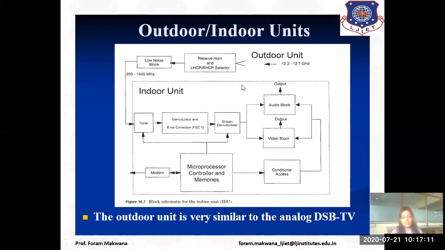That signal is demultiplexed with the help of the demultiplexer. We are getting the output in the form of audio and video, and this control is done with the help of a microprocessor. The data will be stored in the memories. So at the output we are getting the audio as well as the video. This is how we convert our digital signal into audio and video form.